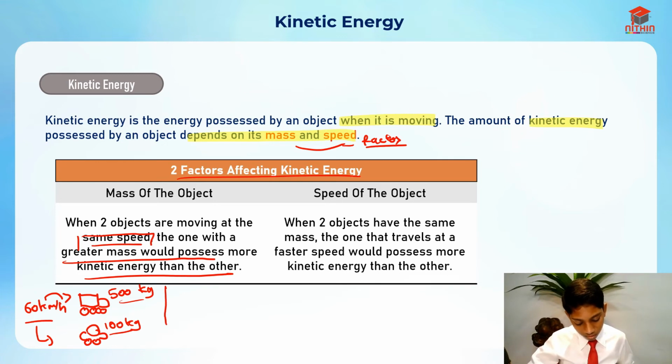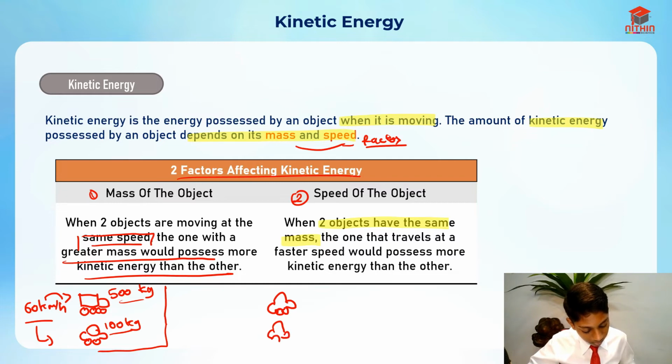So this is one scenario that I can show you, and I hope you understood it. Now let's move on to the second factor, which is the speed of the object. When two objects have the same mass, let me draw two cars over here, and this is another car. When two objects have the same mass, the one that travels at a faster speed will possess more kinetic energy.